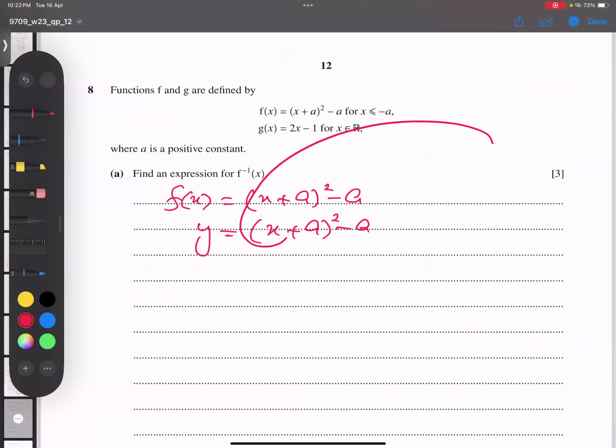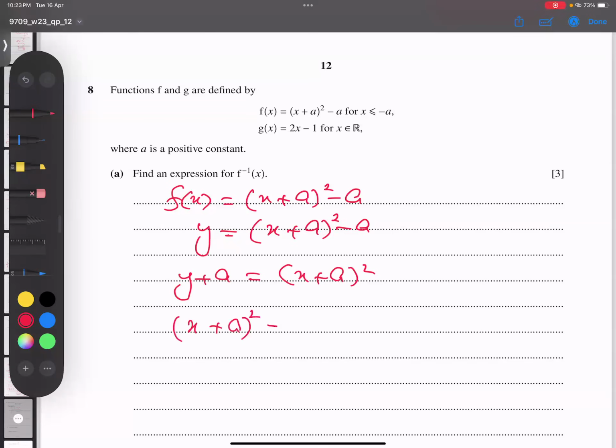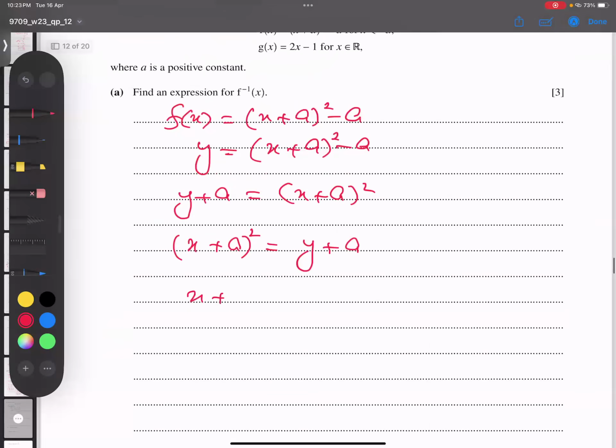Now try to make x the subject. How to make x the subject? This a will go there, so y plus a. First of all, switch both sides. x plus a, whole square, is on the left side. When you switch the sides, no sign changes. Make sure. Then take the root of both sides. When taking roots of both sides, I have a plus and minus.